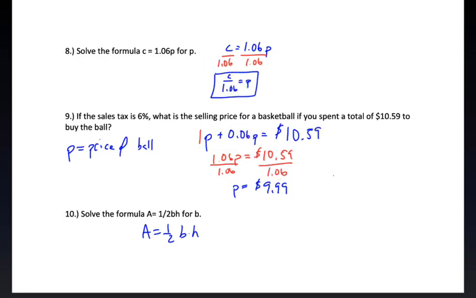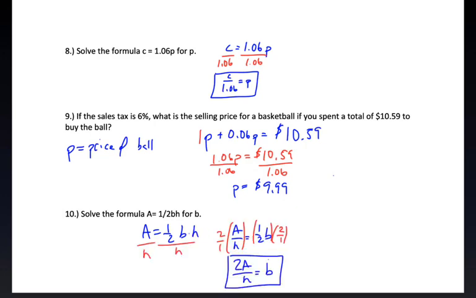Number 10, solve. Okay, for number 10, we need to get b by itself. Well, what's being done to b? It's being multiplied by a half divided by h. I'm going to take care of the divide by h first. And what I end up with is this when I divide both sides by h: A over h equals 1/2 b.